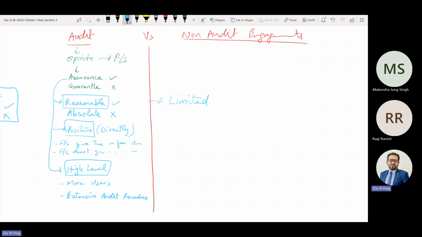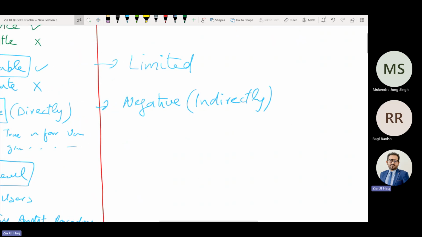So why? We're going to discuss later on. We do not provide reasonable assurance in a non-audit engagement. The assurance provided in a non-audit engagement will not be positive. It will be negative. We will not express directly. We will express indirectly. How will we express indirectly? Nothing has come to our attention.